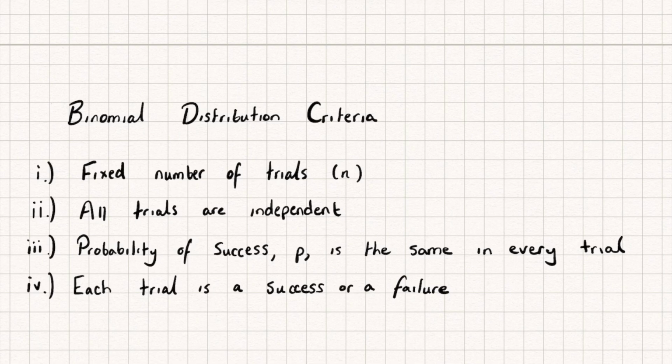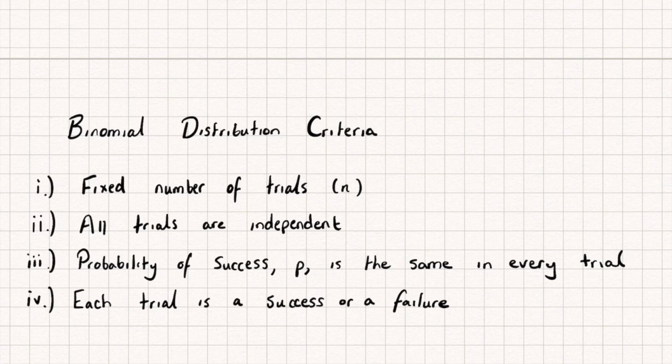Flipping the coin the first time didn't change the second flip of the coin because they're all independent. The probability of a success, which we'll call P, has to be the same in every trial. And again, it was in the above example because the probability of getting the success of the heads was 0.6 every time. And finally, each trial is either going to be a success or a failure. So in the above case, it was either getting a heads and succeeding, or not getting the heads and failing.